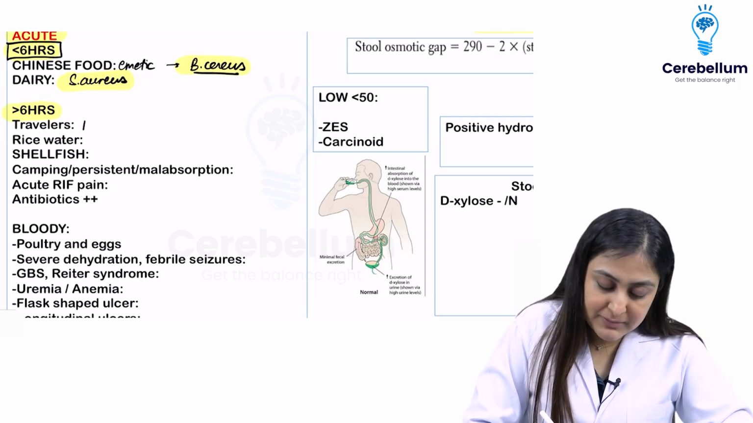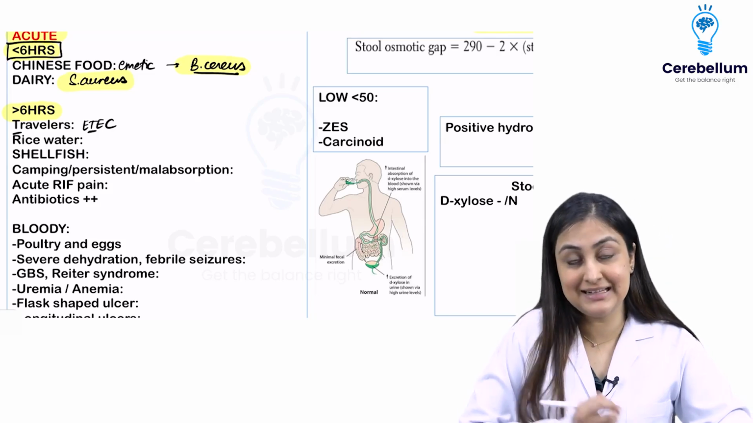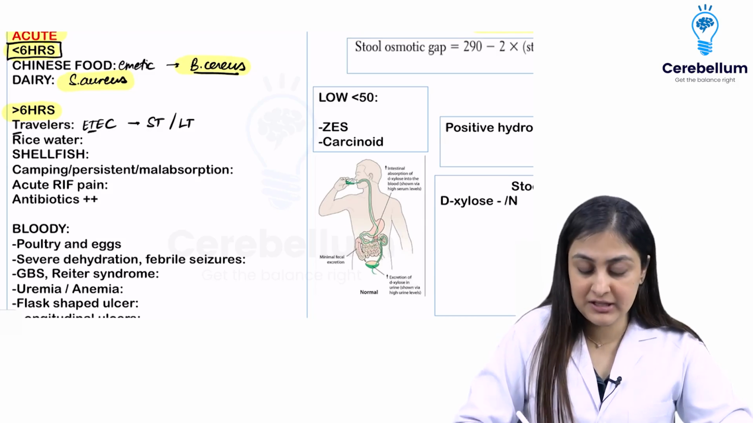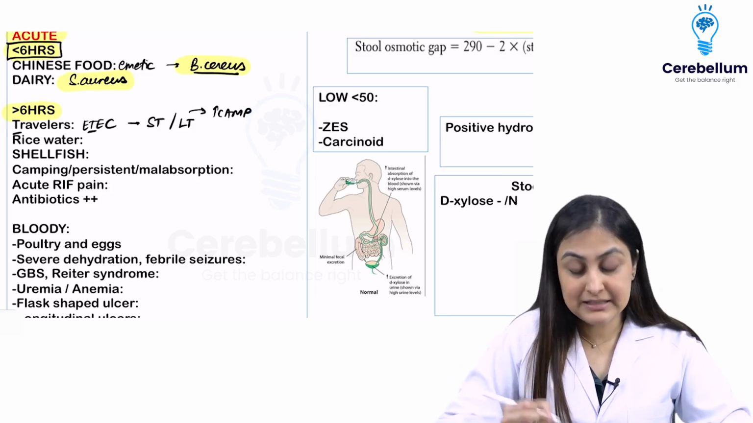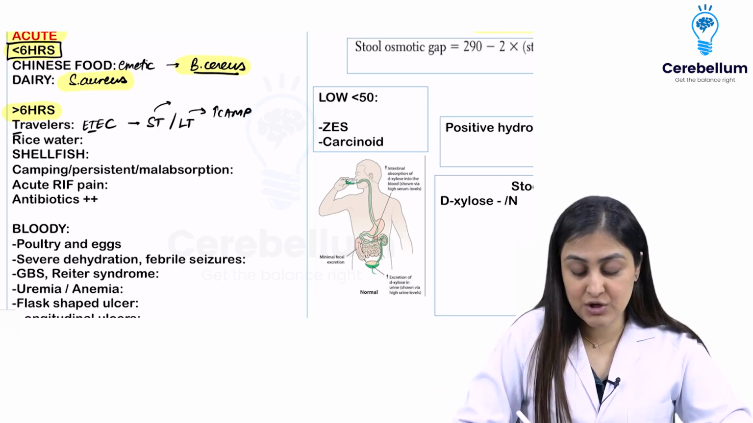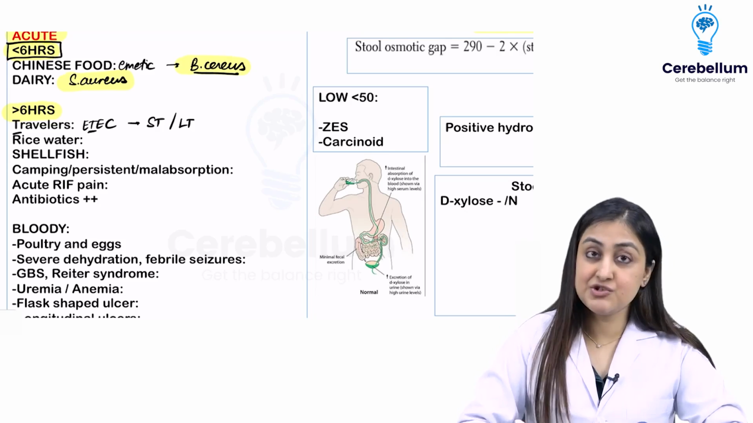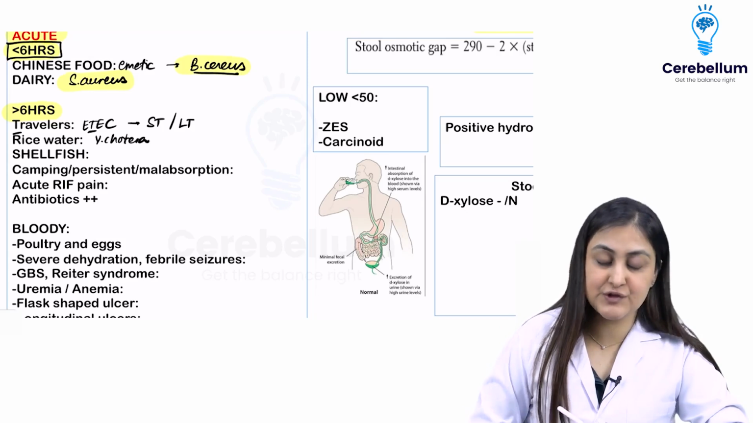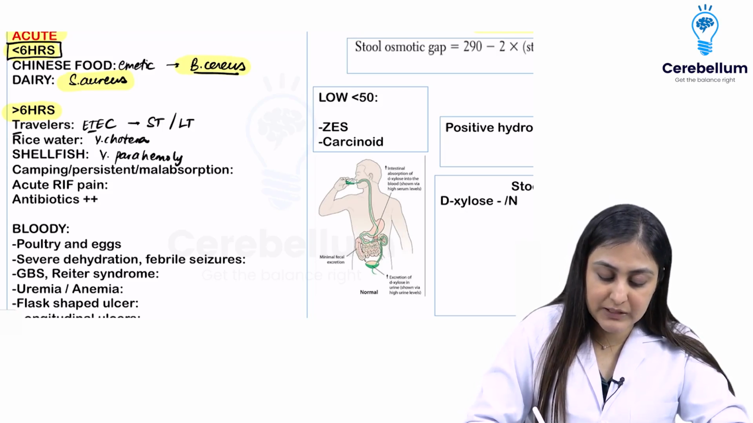If a traveler is being mentioned, then you look at ETEC, enterotoxigenic E. coli. Here you have heat labile toxin and heat stable toxin. The LT toxin, if you remember, the very first thing I taught you in micro, increases cAMP, whereas the ST toxin increases cGMP. So these are the toxins for ETEC. Then when we have history of rice water diarrhea, it is Vibrio cholerae that you want to remember. So this is Vibrio cholerae. Shellfish history being given, this is Vibrio parahaemolyticus that you want to keep in mind.